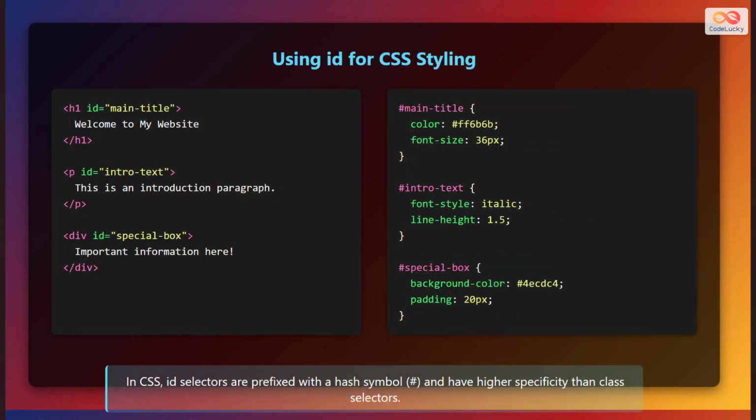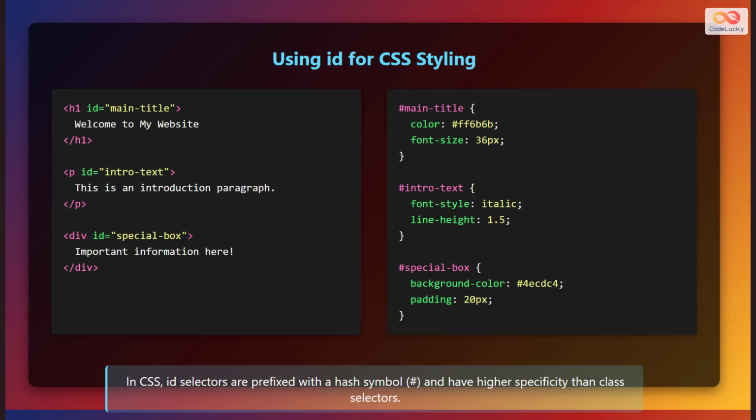Now let's see how to use the ID for CSS styling. First, look at the HTML code. We have an H1 heading with the ID main-title, a paragraph with the ID intro-text, and a div with the ID special-box.